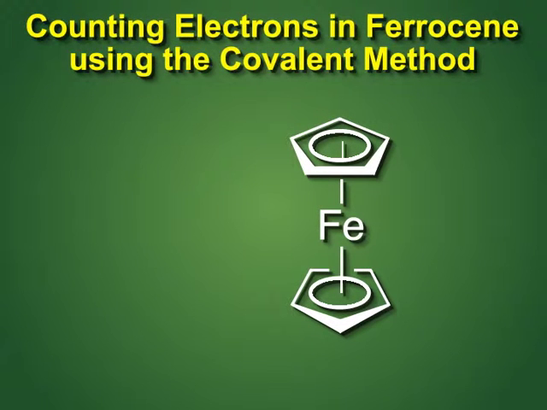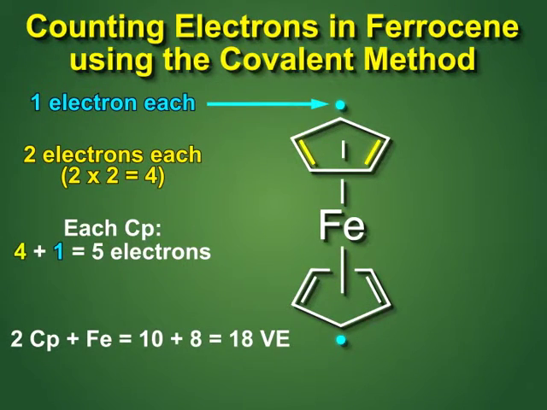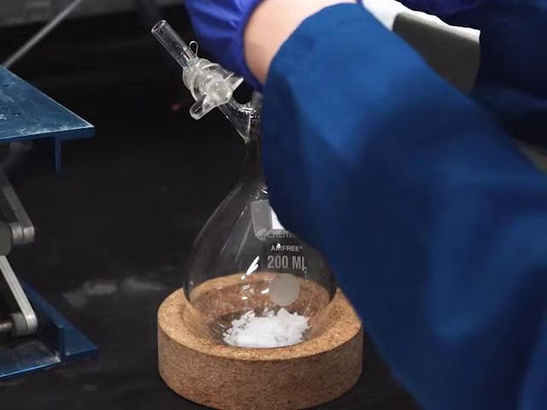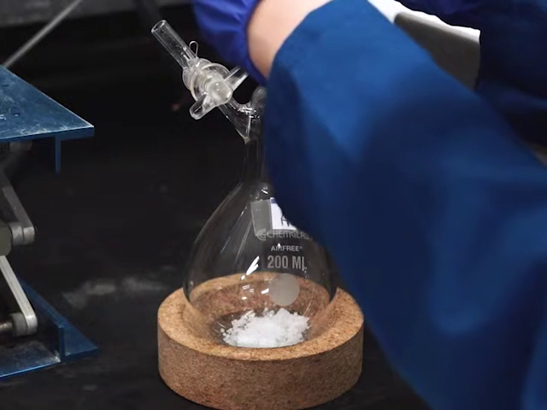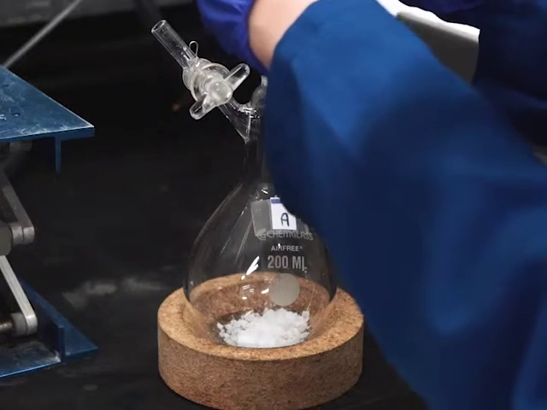The counting of total electrons in ferrocene is more complex. The iron atom contributes 8 valence electrons, while the cyclopentadiene rings are classified as L2 X-type ligands, providing 5 electrons each, which come from the 2 double bonds and a radical, resulting in a total of 18 electrons. Whereas Pauson's original proposed structure would result in only 10 electrons because of the single-bonded cyclopentadienes. Now that we have discussed the principles of structure determination, let's synthesize ferrocene and identify which structure is correct.